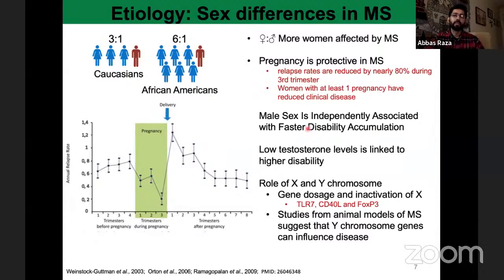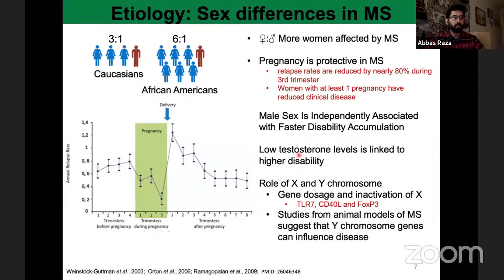Conversely, even though men don't get MS quite a lot versus the women, the ones that do get MS, their symptoms are much more rapid. So you can imagine men getting on the wheelchair much earlier than women. So there's a faster disability accumulation, which is also interesting. There are differences in the disease outcome between men and women, and also in incidence.